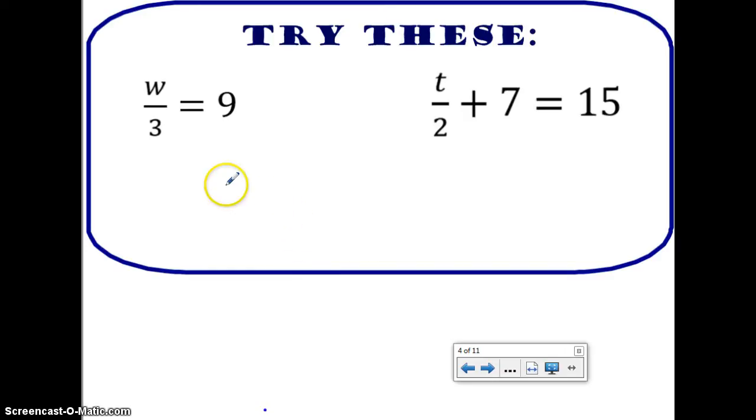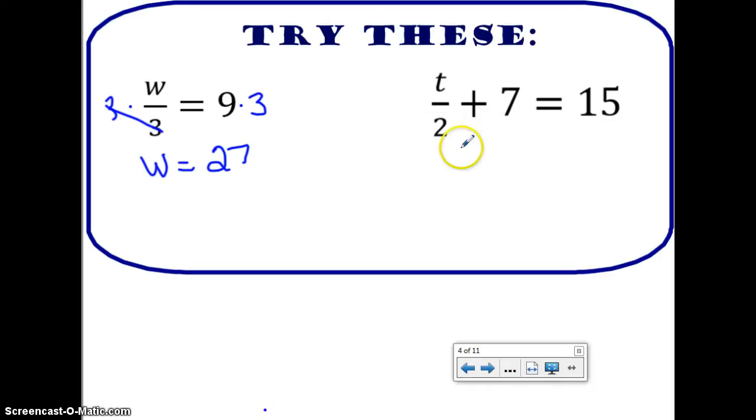All right, so let's work these out and make sure you're good. Again, this is w over 3, which means w divided by 3. So just like last time, I'm going to multiply by 3 here. And what I do to one side, I do to the other, so I multiply by 3 there. That gets me w equals 27. I can take that and I can plug it back in, and 27 divided by 3 is 9, so I know I did it right.